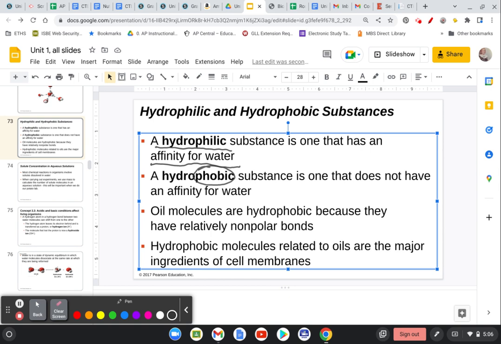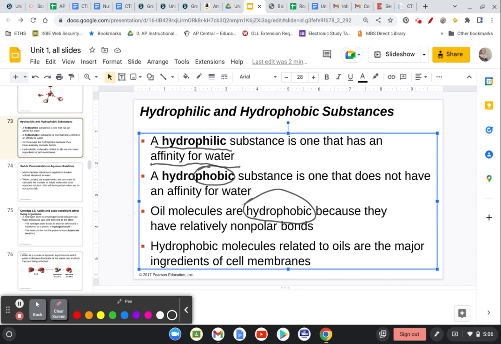Classic example of that would be oil. Oil hates water. It's hydrophobic. And that's because oil has nonpolar covalent bonds. Water is polar covalent and oil is nonpolar, so they are repulsed by each other. You put the two together and they form little droplets, trying to get as far away from the water as they can.